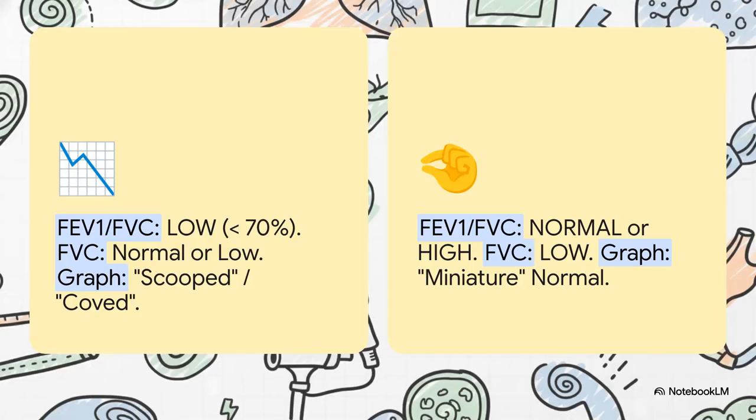So let's just nail this down, side by side. Obstructive disease is defined by that low FEV1 to FVC ratio. Restrictive disease, on the other hand, is defined by a low FVC, a low total volume, but the ratio itself is normal or even high. And the graphs tell the story visually: scooped for obstructive, miniature for restrictive.